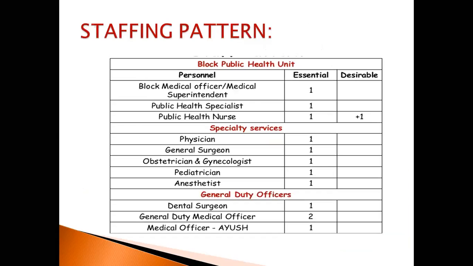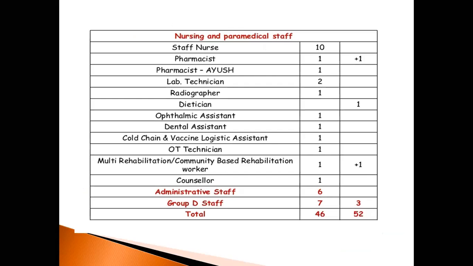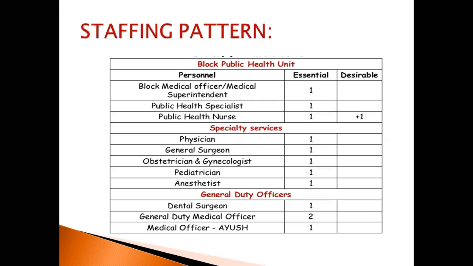And what is the staffing pattern here? It is divided into the block public health unit, specialty services, general duty officers, nursing, and the paramedic staff. Under the block public health unit, we need one medical officer, block medical officer, or medical superintendent. Then we need one public health specialist, and one public health nurse.